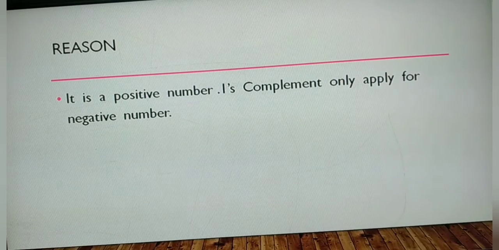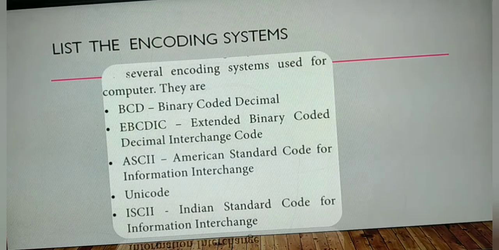Yes. We cannot find ones complement for 28 to the base 10. Why? State the reason. Yes, the reason is, you people have to write it down in your book itself. It is a positive number. Ones complement only applies for negative numbers. Then come to the next question. List the encoding systems for characters in memory. So these you people have to write. Totally 5 you are having. For you people it is in page number 25. So mark these 5. Okay?